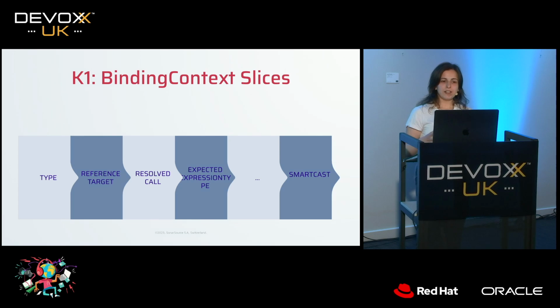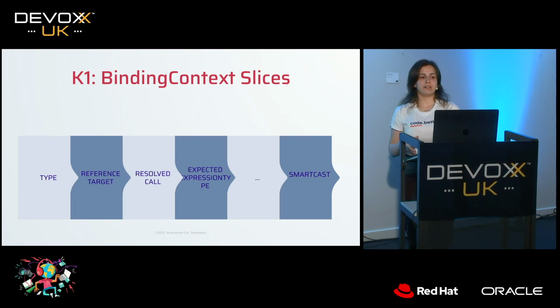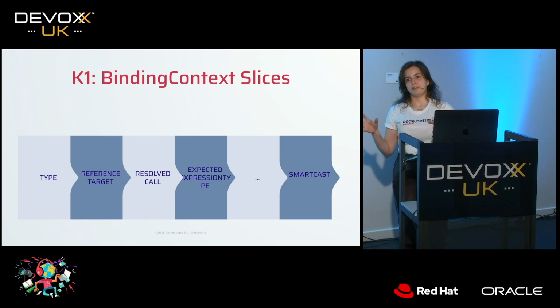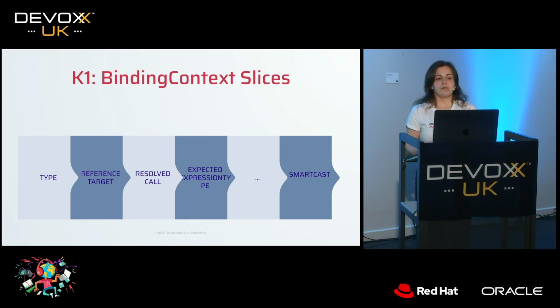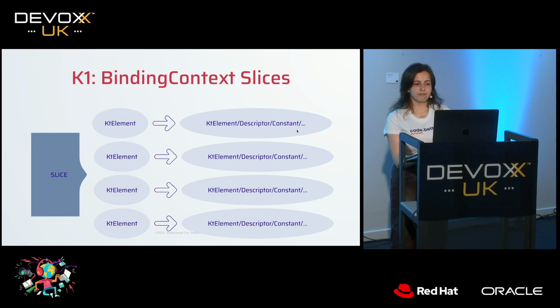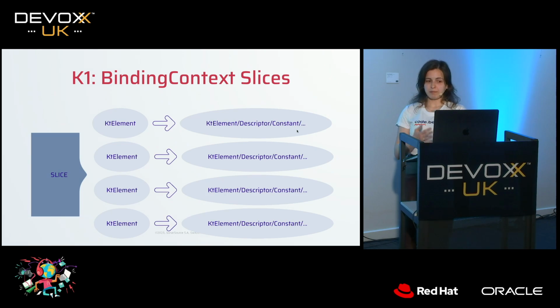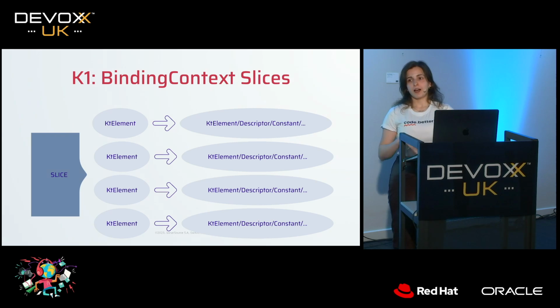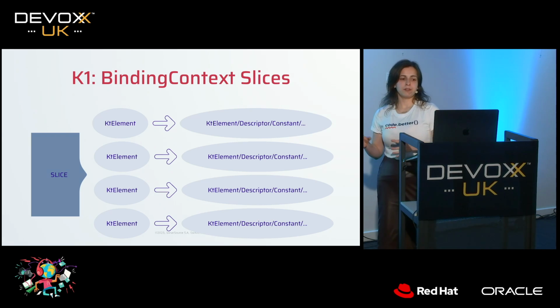So before K2, in K1, in the Kotlin compiler, it was implemented via binding context slices. Binding context is the structure inside the Kotlin compiler that was split into several slices. Each slice had a name, for example, type, reference target, resolved call, and smart cast. And each slice is sort of a map, which has a key, some KT element, so some node from the AST, and the value could be another node from the AST, some descriptor or constant.